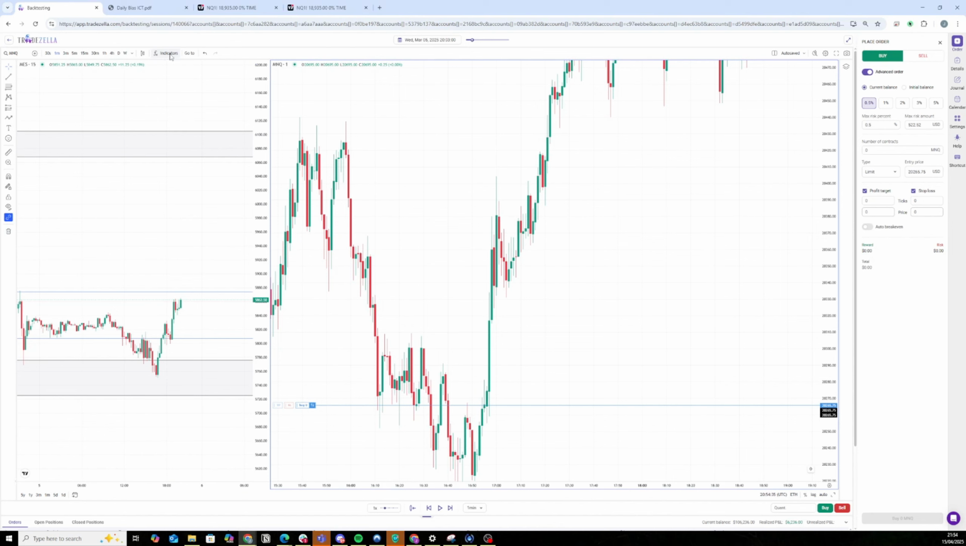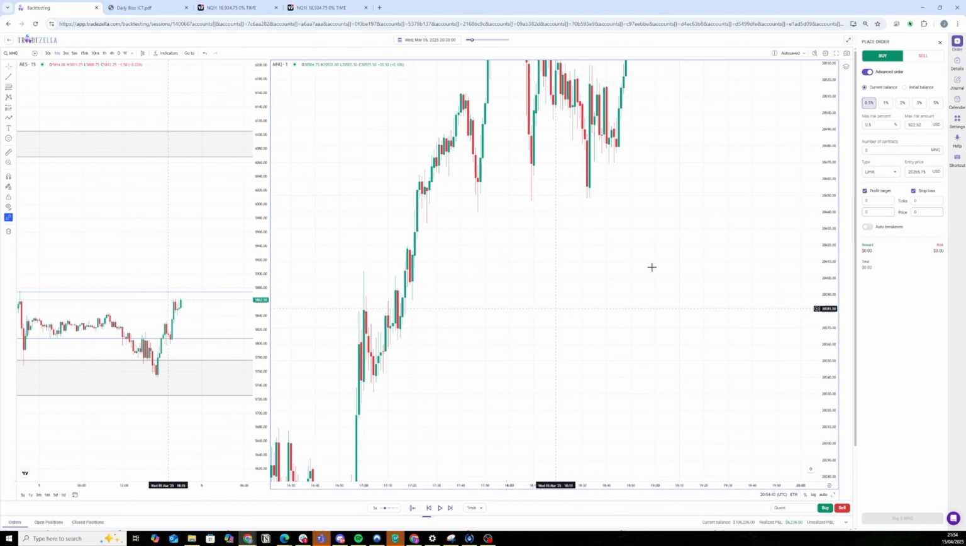Okay, how do you set up a fair value gap? If you just type ICT FVG on TradeZella, they'll automatically get marked for you, okay?